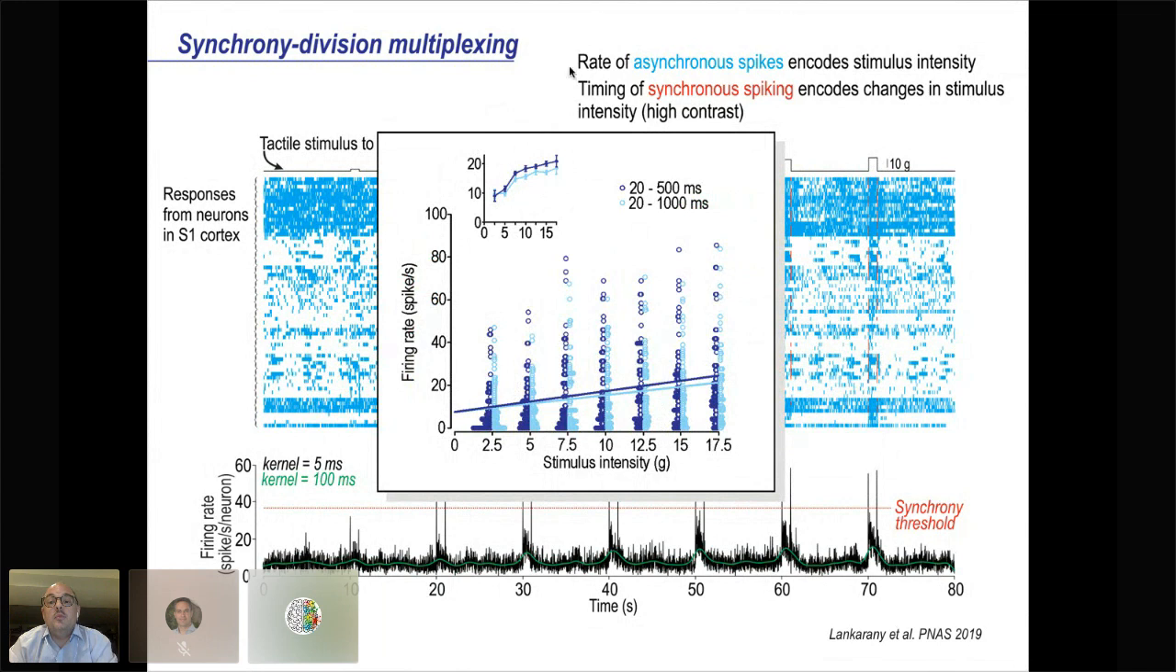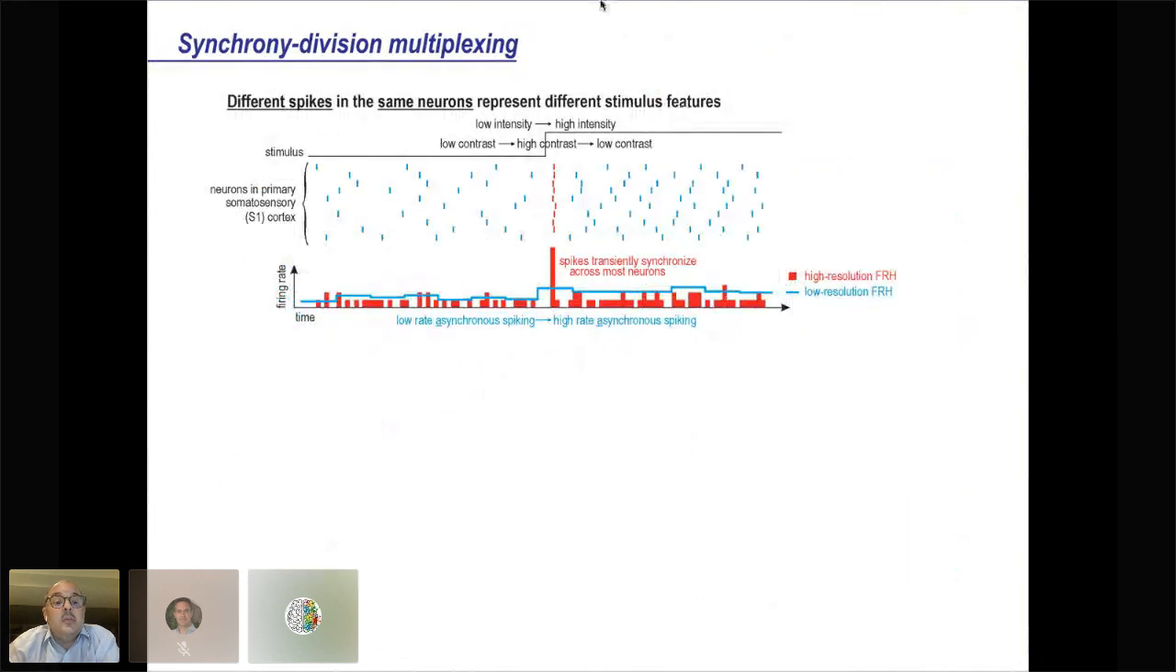In fact, what we're trying to say here with this idea of synchrony division multiplexing is that you can have differential synchronization, and that the rate of asynchronous spikes can encode one stimulus feature, like the stimulus intensity, whereas the timing of other spikes can encode different features, such as the contrast or edges or the onset or offset of a stimulus. So that's summarized here, where I'm showing you this idea that different spikes in the same neuron represent different stimulus features.